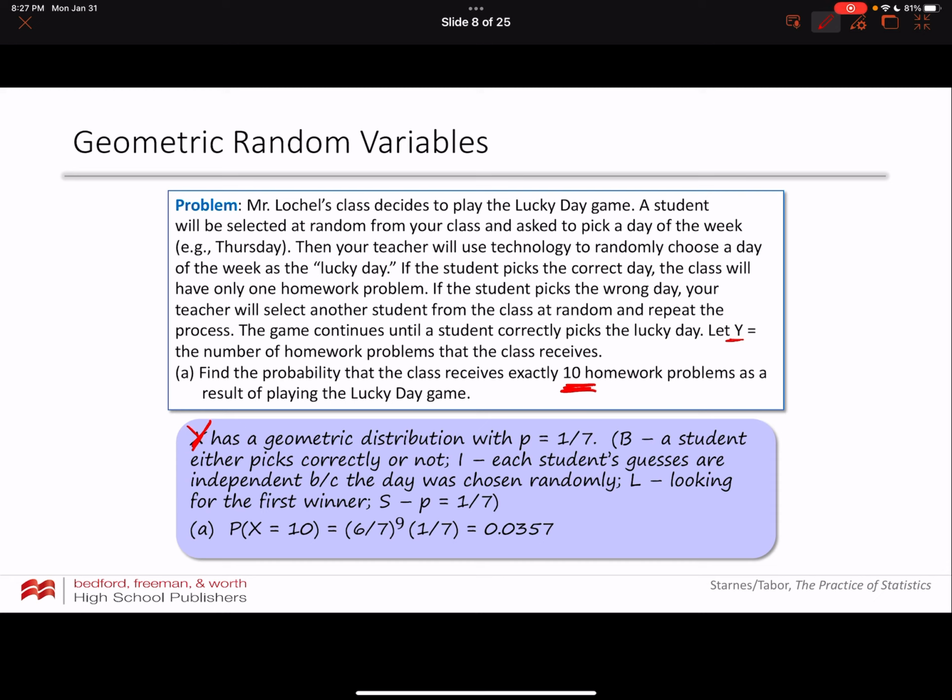So we want the probability that Y is equal to 10. So in other words, we have 9 failures. The probability of a failure would be 6 out of 7, and we had 9 total failures. And then eventually the 10th guesser was correct, so the probability of that one being correct is 1 out of 7. If you plug this into your calculator, you get 0.0357. So in other words, about 3%.